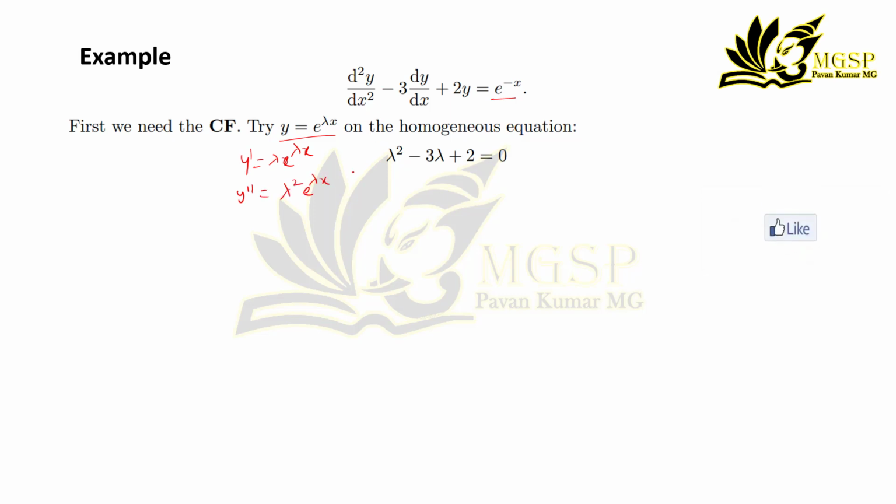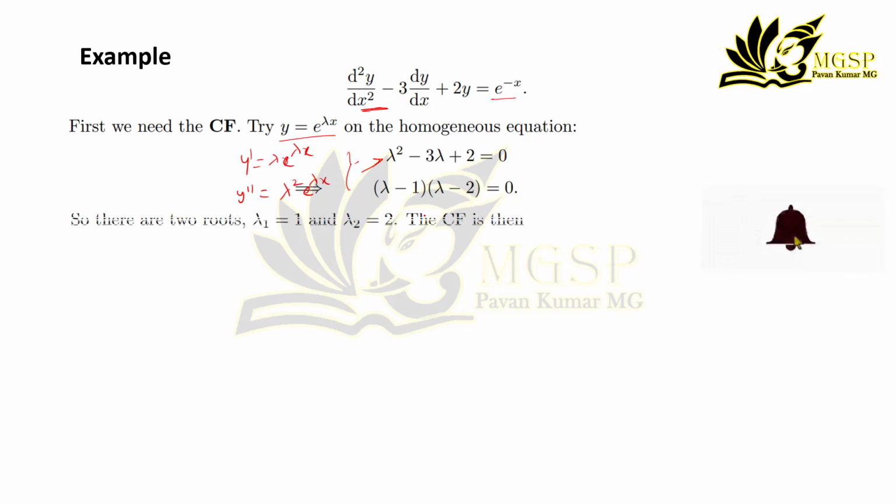So after substituting into this equation, you will be getting this equation. And what are the roots of this equation? Lambda is equal to 1 and lambda is equal to 2. The CF then comes to be y is equal to c1 e power x plus c2 into e power 2x.